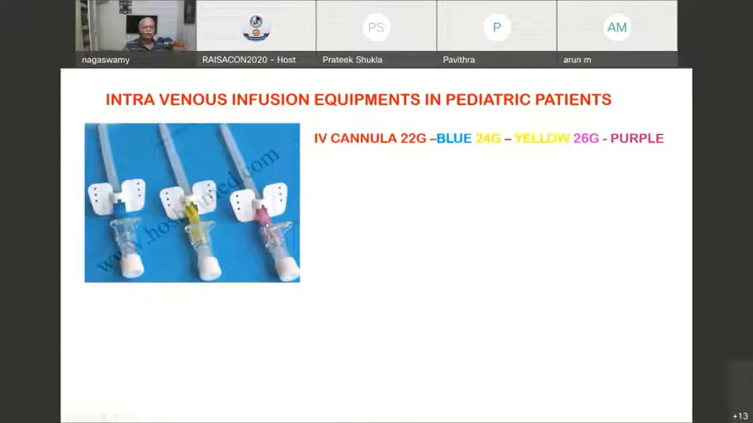Okay. So these are the IV cannulas. 22 gauge is blue coded, 24 is yellow, and purple is 26. And you require sometimes, if this sort of cannula is used, what are these?